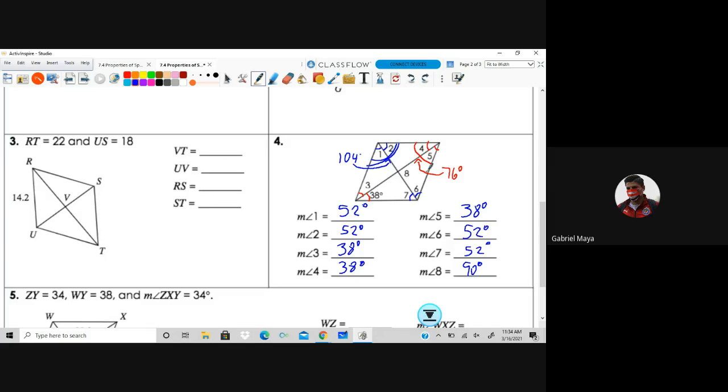So consecutive angles are supplementary. So if this is 76, that means this one has to be 104, because 180 minus 76 gives you 104. And because this angle is being bisected, and together they make 104, and they're congruent, they are each 52. And because these are congruent, they're also 52.